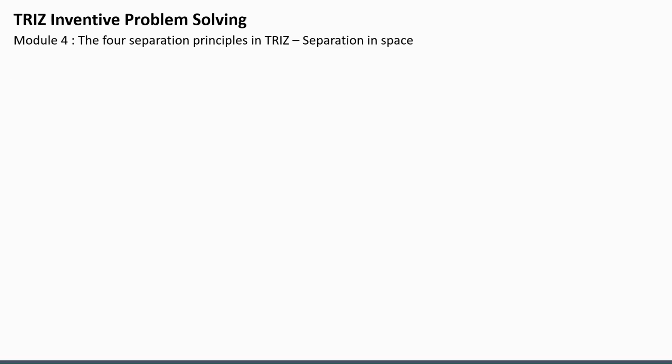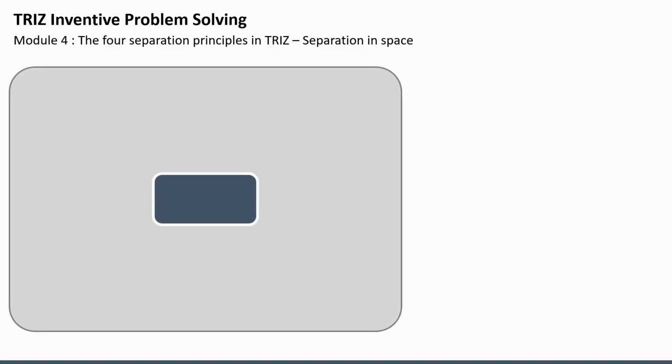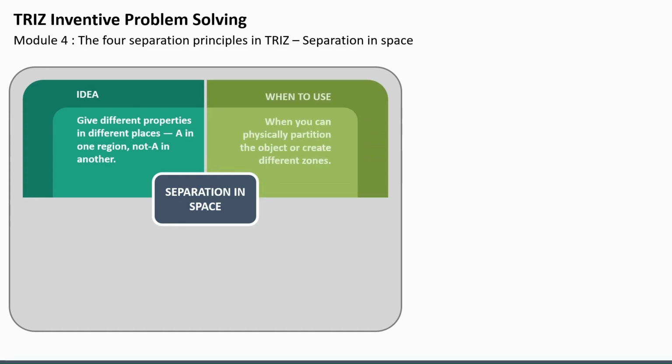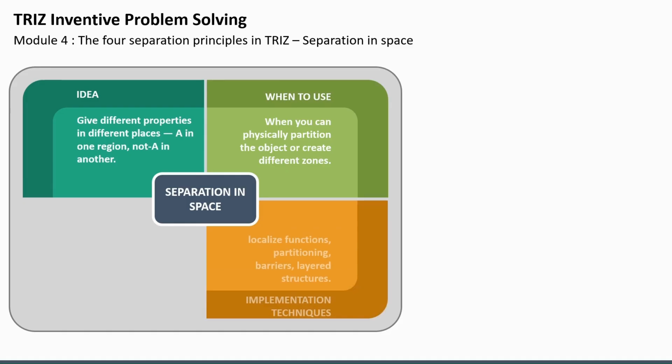The next technique is separation in space. And what do we mean by separation in space? As an idea, separation in space is to give different properties in different places. The characteristic A or property A should be available in one region and should not be available in another region. And when do we use it? When you can physically partition the object or create different zones. The same product at two different zones needs to operate in two different ways so that the characteristic operates at two different levels or at an opposite level.